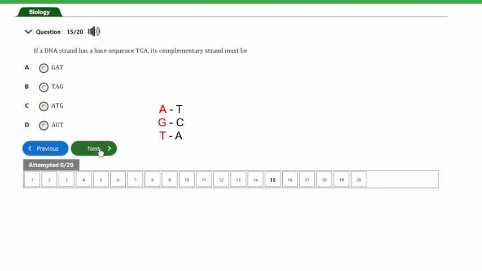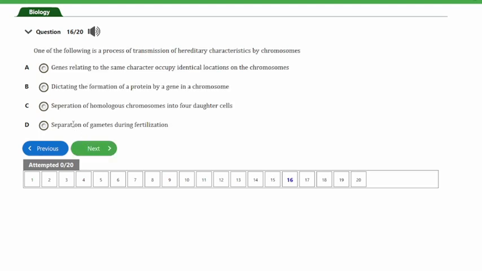So with that, we can choose A pairs with T, and then the second here is G, that's the G pairs with the C, and then the third one here is the T pairs with the A as well. So guys, that's the correct sequence, and that's the correct answer to this question. So guys, let's look at the next question, and that's question number 16.